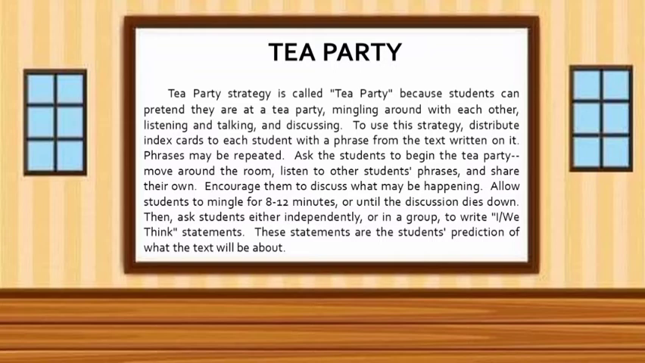This strategy can be used in an English language arts classroom. Prior to reading a poem, for example, choose phrases or sentences from the poem that are intriguing, but don't give away too much information. Prepare index cards for each student and have them complete the activity. After students share their I, we think statements, keep them so students can look back after you've read the text. Then compare the prediction to the actual point.